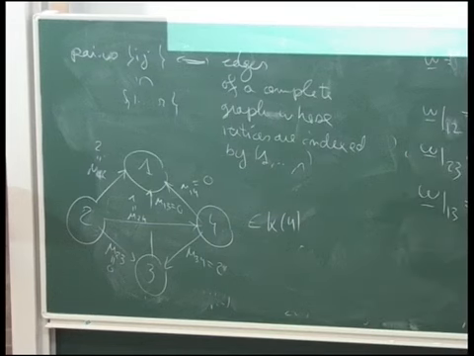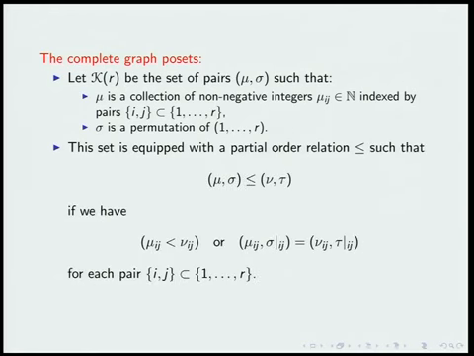And the claim: this set is equipped with a partial order relation, which says that the poset element defined by a pair, mu sigma, is less or equal than the poset element defined by mu tau if for each ij, we have either mu ij is strictly less than mu ij, or you have an identity between the weight mu ij, the weight mu ij, and the orientation of the edge. Okay?